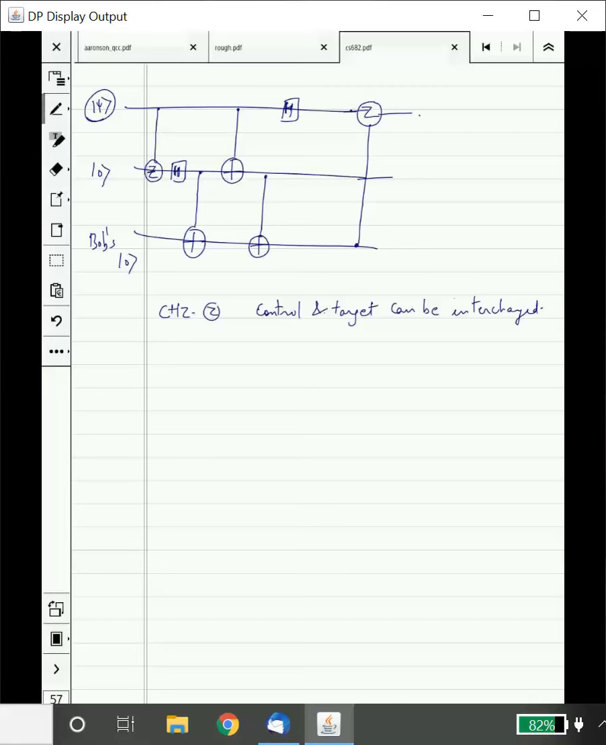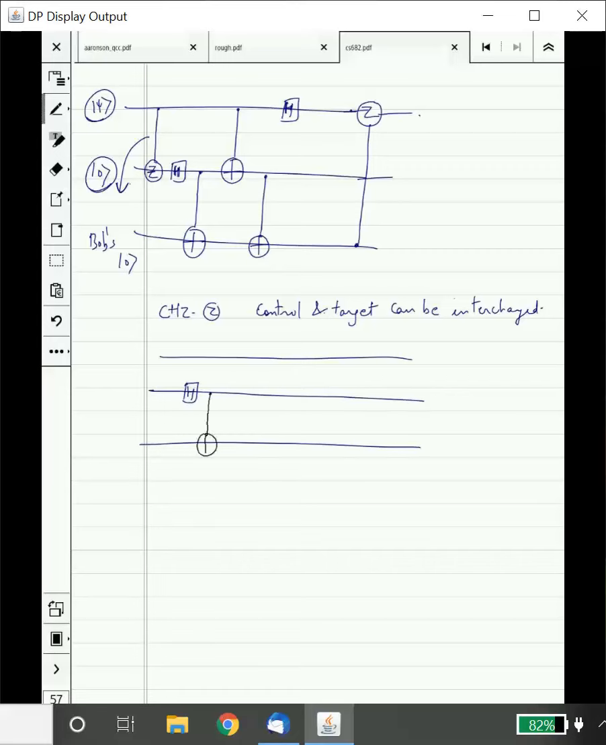That is true. Let's do it. Notice that once I change the control and target here, the control will have 0, so I can remove the Z gate. The first control Z gets removed after switching the control and the target qubit. That was the reason why we switched.